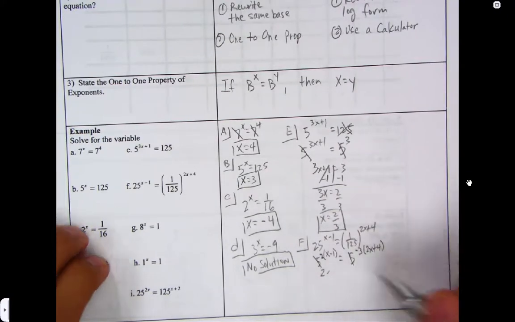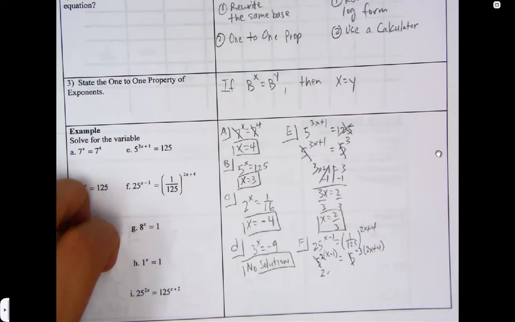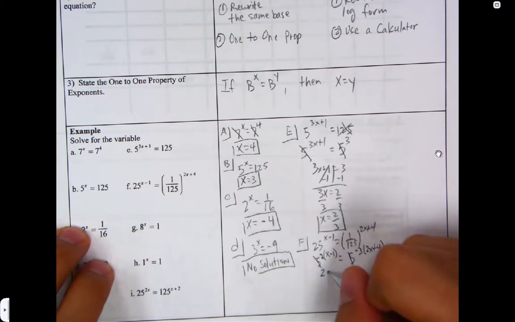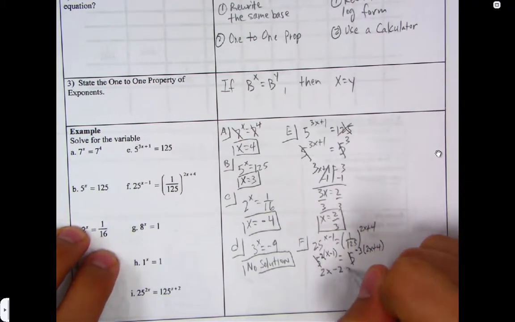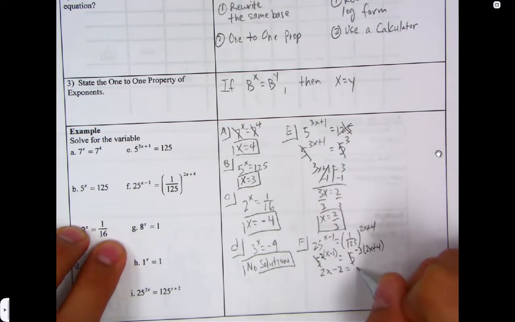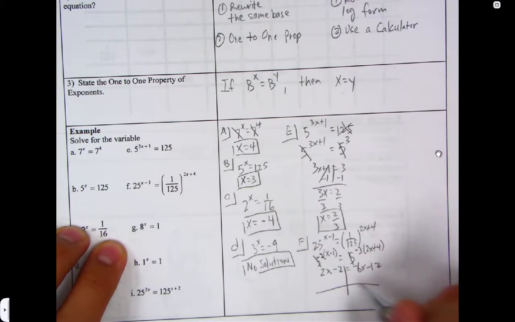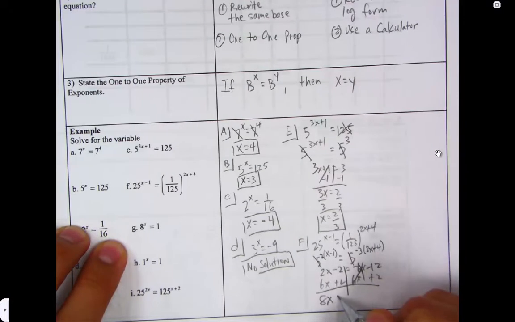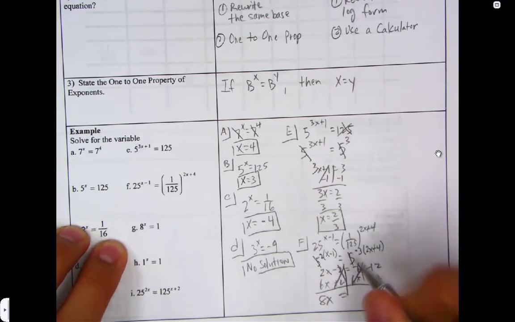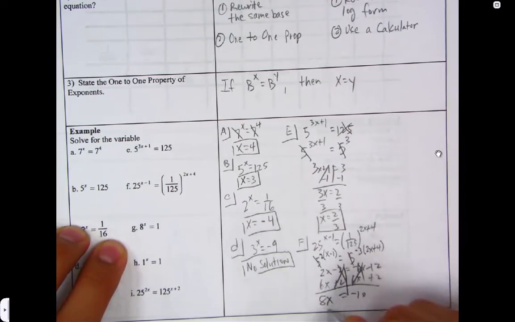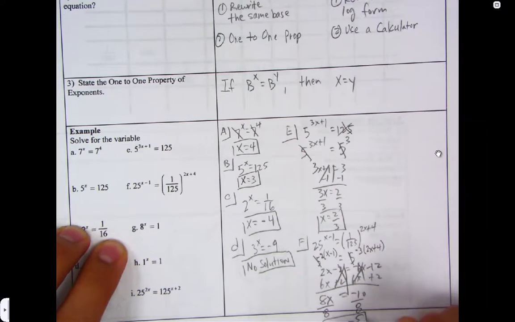What do you do when there's parentheses? 2x minus 2. Negative 3 times 2x is negative 6x minus 12. And then solve. So add 6x to both sides, add 2 to both sides. Divide by 8. And reduce. X equals negative 5 over 4 is your answer.